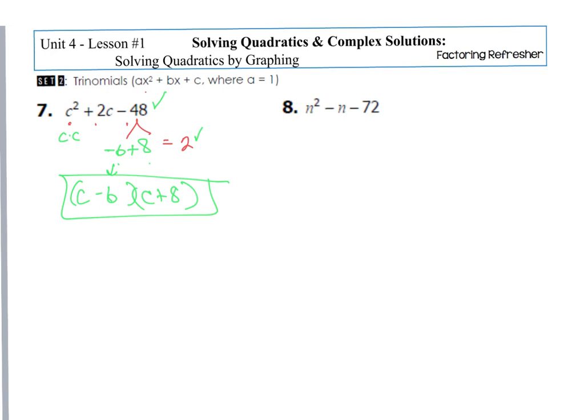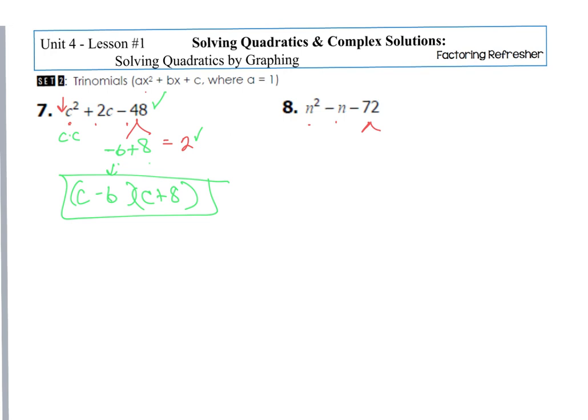Okay, number 8. n squared minus n minus 72. Turn that back into a multiplication problem by factoring it. So 1, 2, 3, factor tree. Okay, and it says that we should always check for a GCF first. And the reason why I'm not taking a GCF first out of these, if you look on number 7, I have a coefficient of 1.